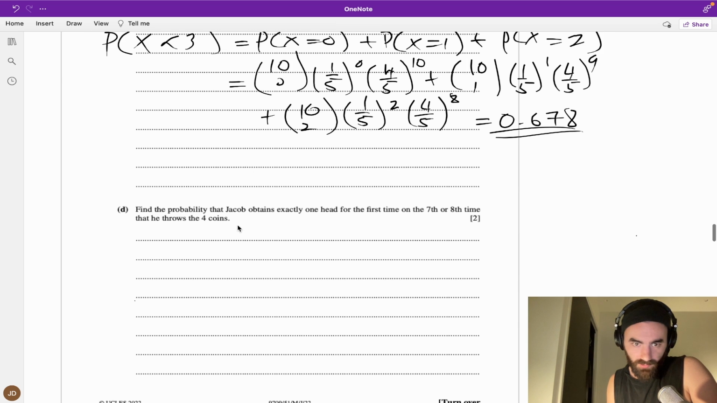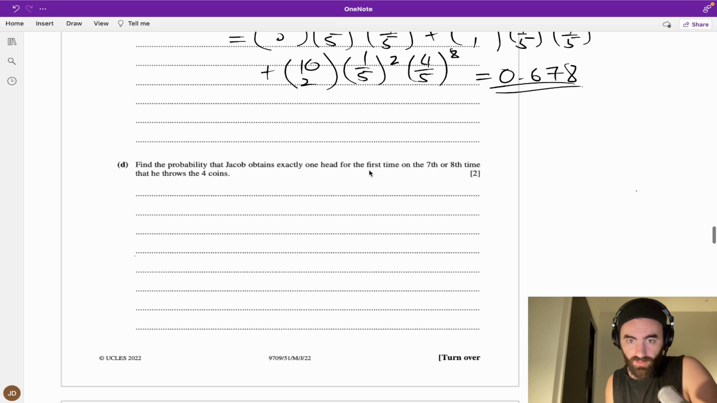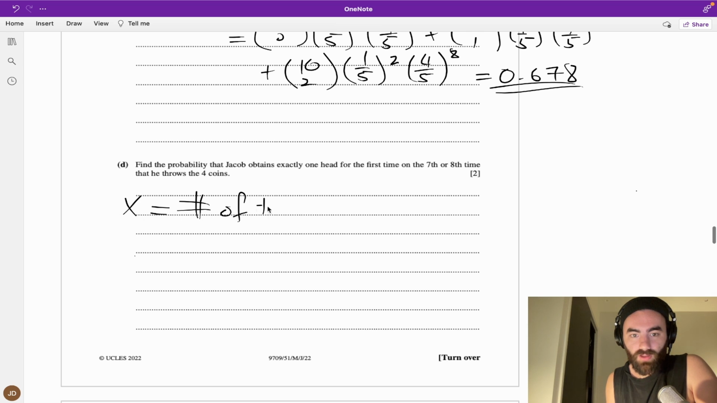And find the probability that Jacob obtains exactly 1 head for the first time. So this is geometric. I also have a video on this. So now x is the number of trials for success in 10 trials.